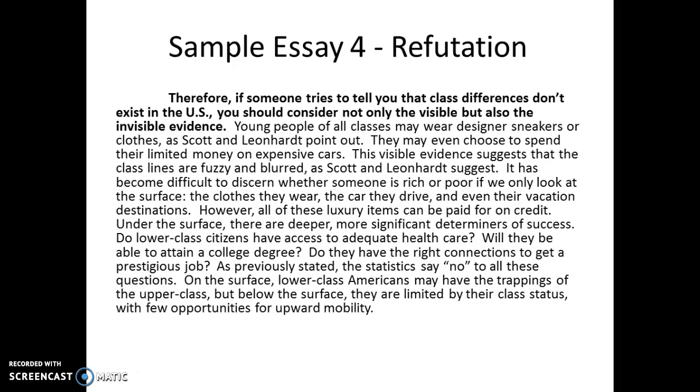Do lower class citizens have access to adequate health care? Will they be able to attain a college degree? Do they have the right connections to get a prestigious job? As previously stated, the statistics say no to all these questions. On the surface, lower class Americans may have the trappings of the upper class, but below the surface, they are limited by their class status with few opportunities for upward mobility. So a solid refutation paragraph.